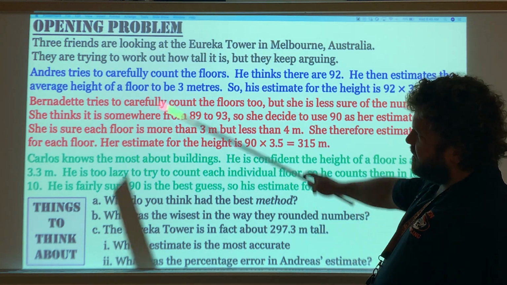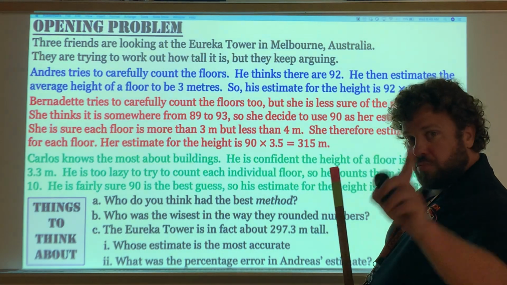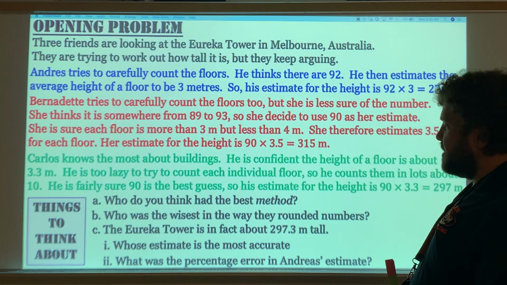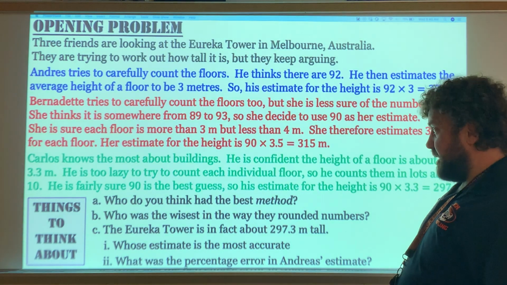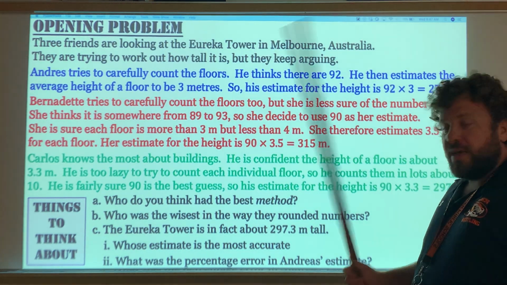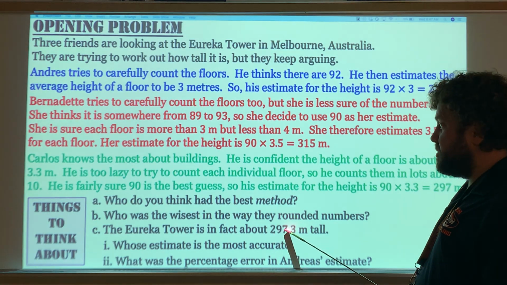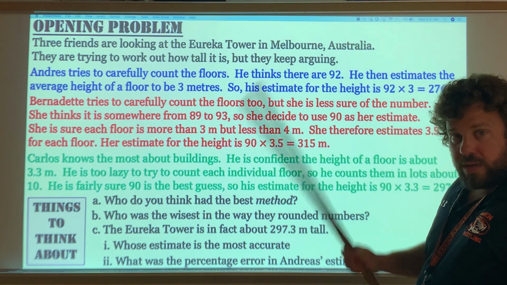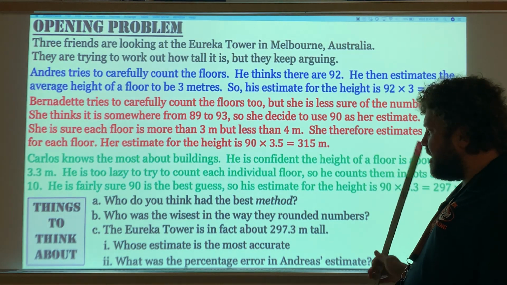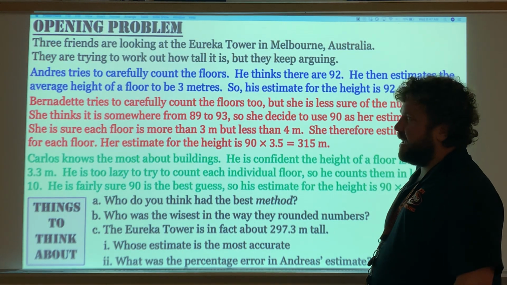Who do you think has the best method? Andres, Bernadette, or Carlos? Who was the wisest about the way they rounded the numbers? So who do you think rounded the numbers the best? And then C, the actual tower is 297.3 meters tall. So whose method is the most accurate? That's an easy one to figure out. And what percentage error do you think Andres' estimate had?